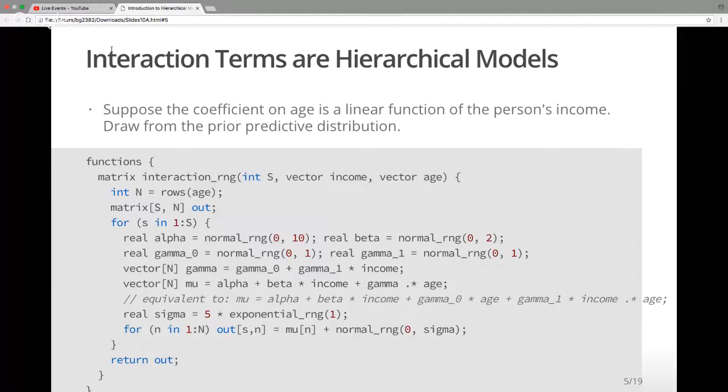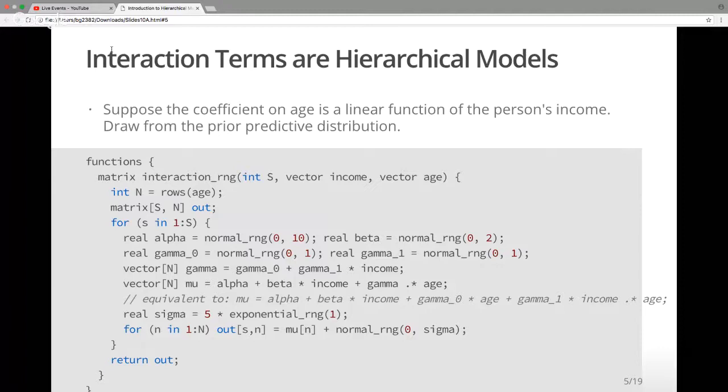So it's just the coefficient on age, but rather than being a constant for all people, like it would be in a flat model, we've now introduced the possibility that people who are both old and rich may behave differently than people who are young and rich or old and poor, that it depends on both of these things together.